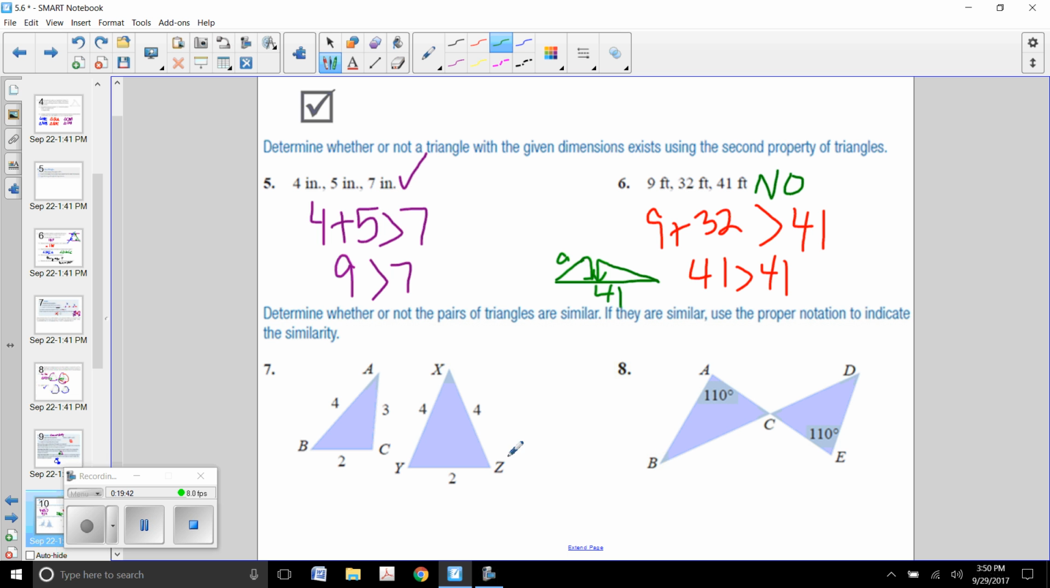And then for 7 and 8, we need to say whether they are similar or not. Similar doesn't mean identical. It means that they have a relationship with the angles being the same but not necessarily the sides, but they have to be in proportion to each other. And so if we look at question 7, let's start comparing the sides. We have our left side equaling 4 and the right side equaling 4. So the relationship there is that they stayed the same. If we continue counterclockwise, we see that the base is 2 and then the base is 2 as well.